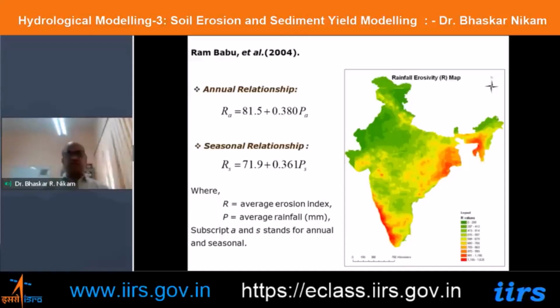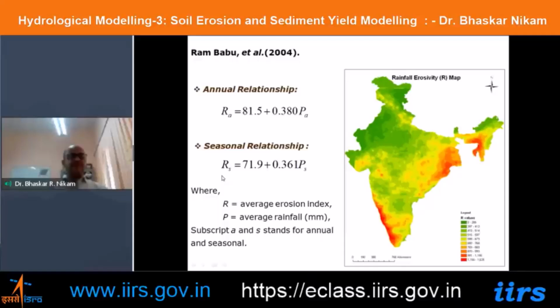To make our life easy, a group of scientists from then Central Soil Water Conservation Institute, now Indian Institute of Soil Water Conservation, did this analysis for the entire country, and they have developed a regression model between annual or seasonal depth of rainfall and annual or seasonal R factor. So these are the relations. For annual rainfall, you can use this equation and convert annual depth of rainfall into annual R factor. If you are interested in seasonal erosion, you can get the seasonal depth of rainfall and convert it to seasonal R factor.